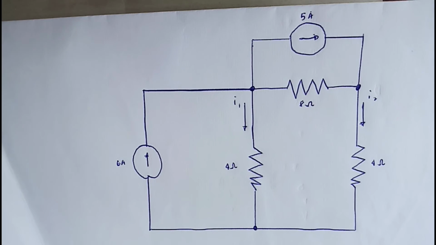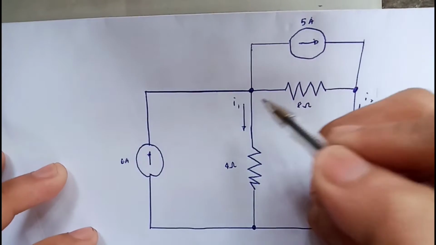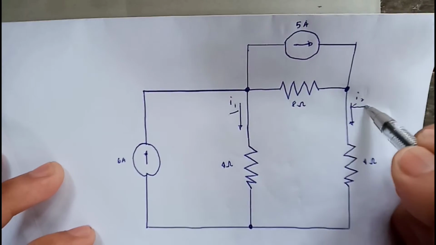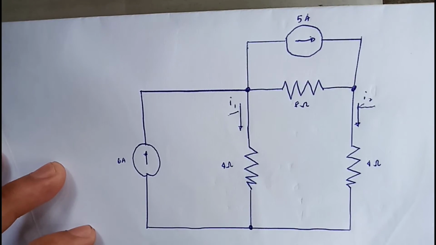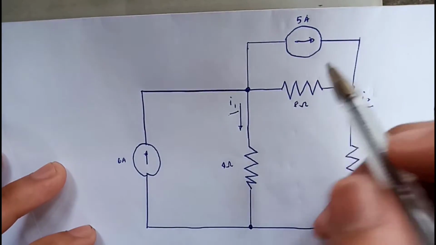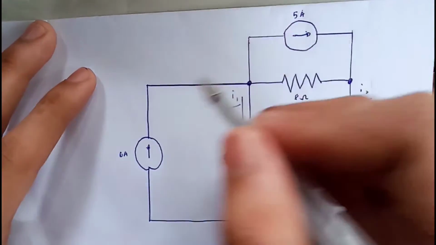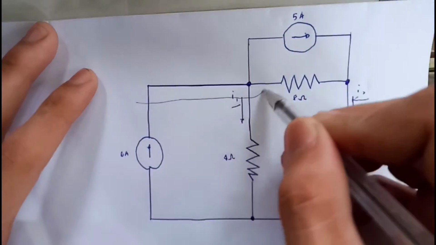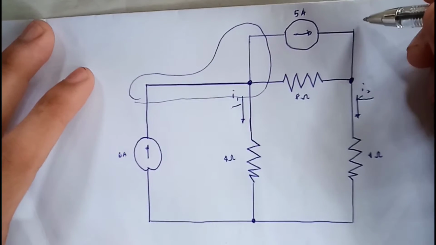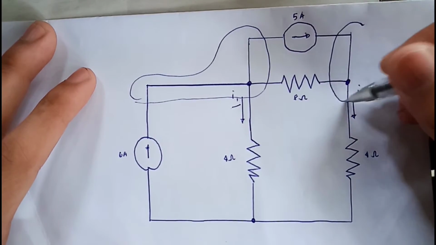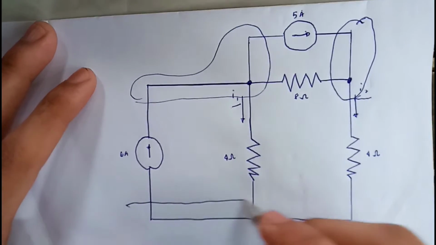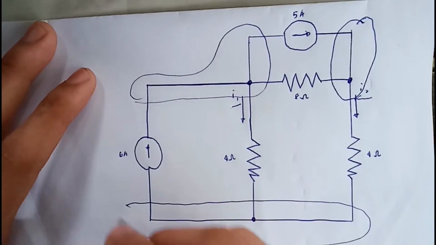So let's start. Problem set: we need to find the currents I1 and I2 using node voltage. The first thing to do is count how many nodes there are. So we have one node, two, and then three nodes. So a total of 3 nodes.